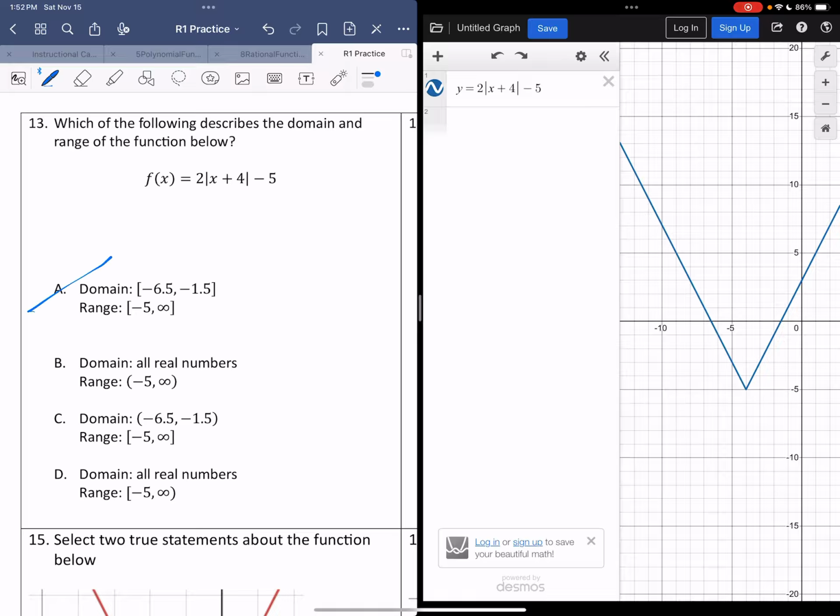Now, since I put this one into decimals, I should be able to cross out these two right away. Only because, as I said, if you use decimals, most of the time the domain is going to be all real numbers with 2 exceptions. And you're going to learn this in second semester.